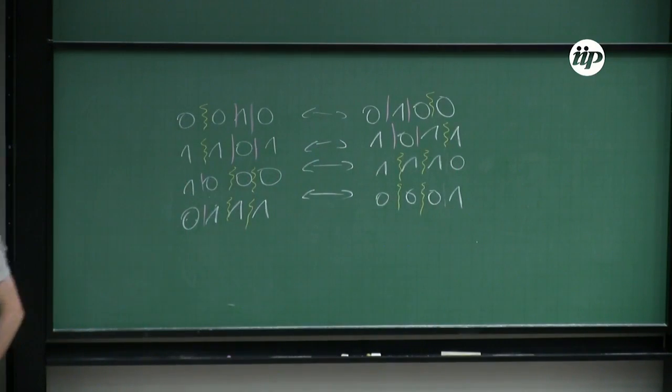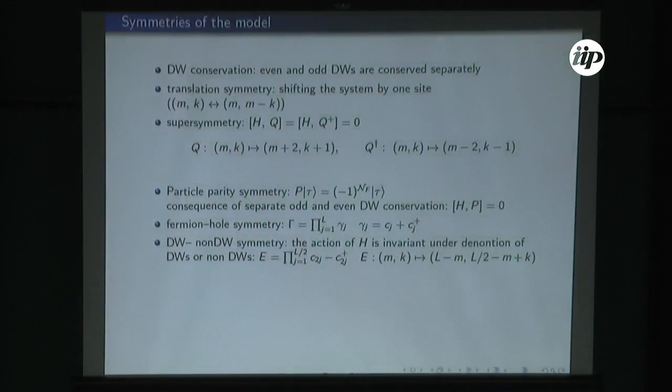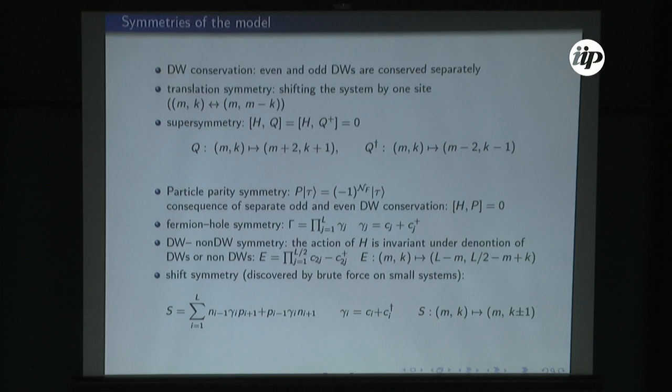Oops, I hope I didn't destroy anything. So a domain wall to non-domain wall symmetry is defined by this operator. Yes, and then there is also a shift symmetry, which I don't have a good intuition for why it exists. It was just discovered and described by such an operator.